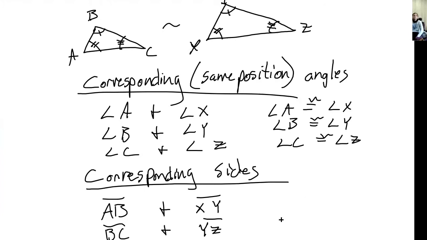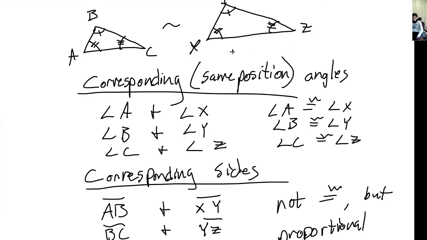But we can't say that for the sides, right? But we can say that they are proportional. All right, so these are not congruent, but they are proportional. So for example, like this could be twice as long as this. So if AC was 5, then XZ would be 10. If AB was 3, then XY would be 6, right? So they could have a scale factor, but they're definitely proportional.